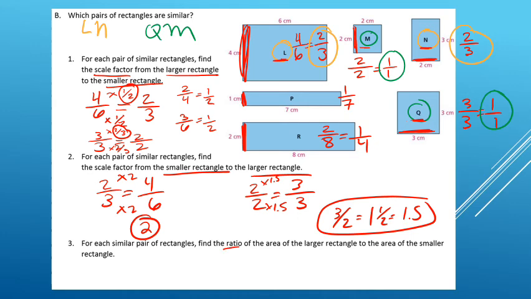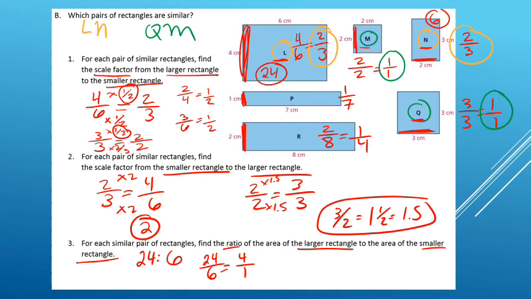And now we're going to find the ratio of the area of the larger rectangle to the area of the smaller rectangle. So these areas, for example, for L, the larger shape, I have an area of 24, 2 times 6. The smaller rectangle, 2 times 3, would be an area of 6. So 24 to 6. So you can leave it like this if you'd like, or you can simplify it down. So 24 over 6 can be simplified to 4 over 1.